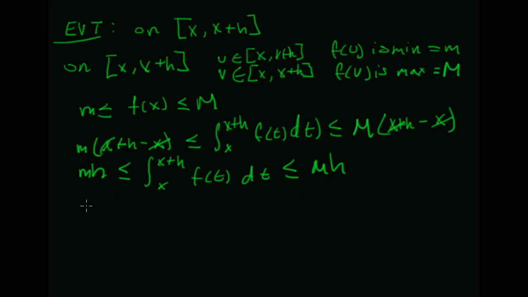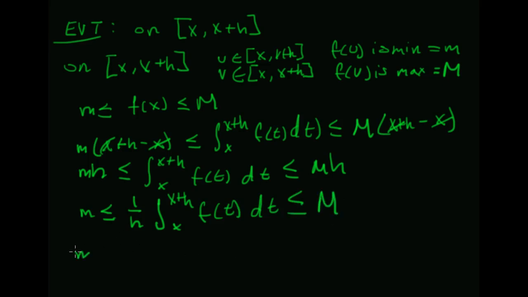And if I divide through everything by h, which I can do because h is greater than 0, I get, in the end, m is less than or equal to g of x plus h minus g of x over h, which is less than or equal to big M. Aha. Well, that looks roughly familiar. Okay, so what's going on here?